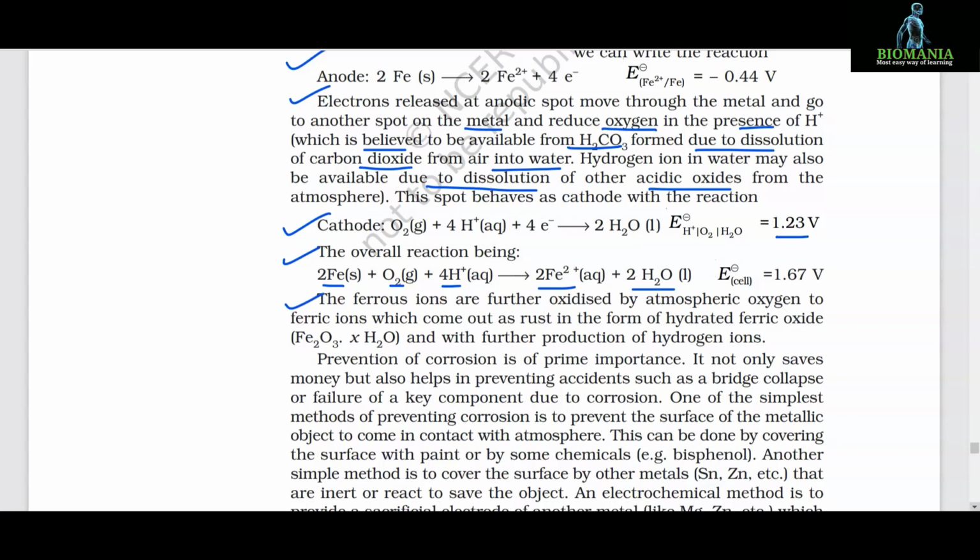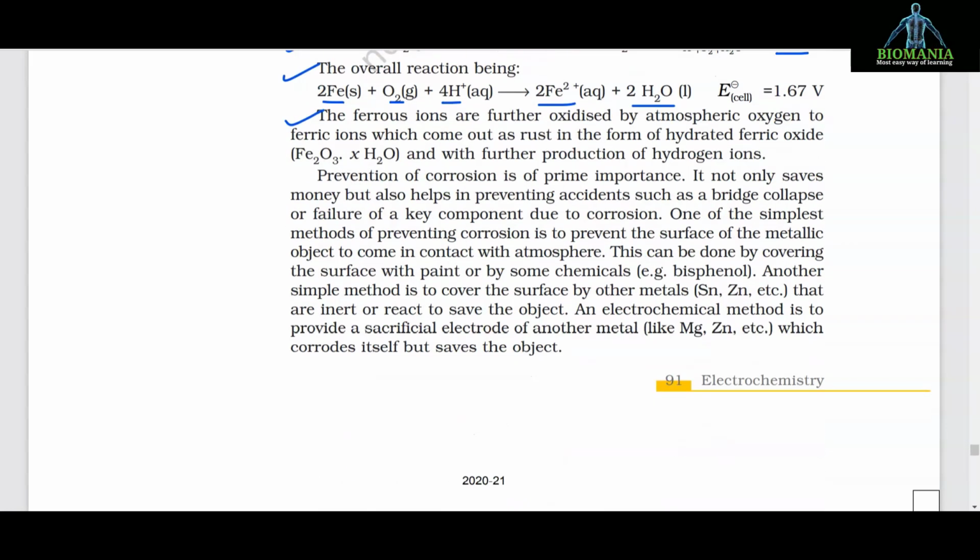The ferrous ions are further oxidized by atmospheric oxygen to ferric ions, which come out as rust in the form of hydrated ferric oxide, that is Fe2O3.xH2O, and with further production of hydrogen ions.